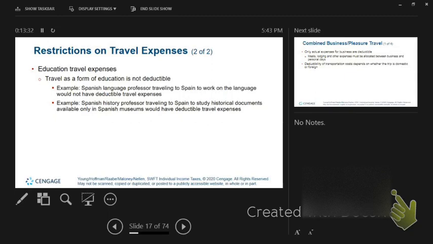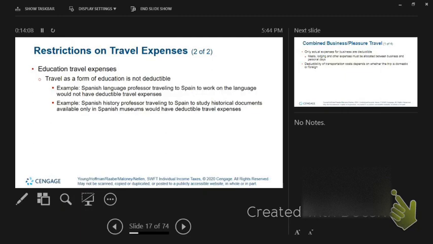Okay, then we talk about education travel expenses. All right, so this is also interesting. A Spanish teacher traveling to Spain to work on the language is not deductible. A Spanish teacher should not have to travel to Spain to work on her language. But a Spanish teacher traveling to Spain to look at artifacts that are only located in Spain would be deductible, because that is something unique and she can only find there. Or a Spanish history teacher traveling to Spain to study historical documents only available in that museum.